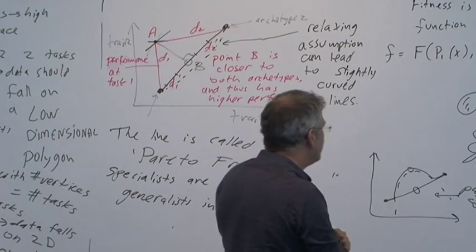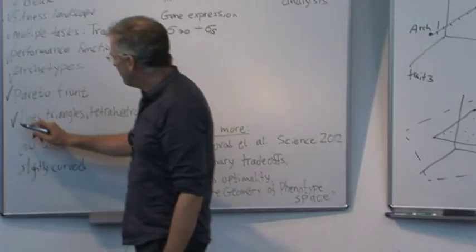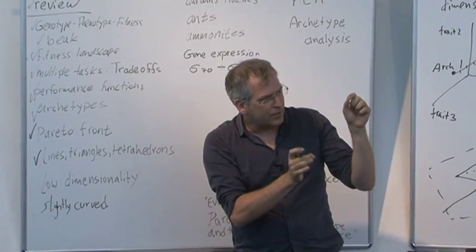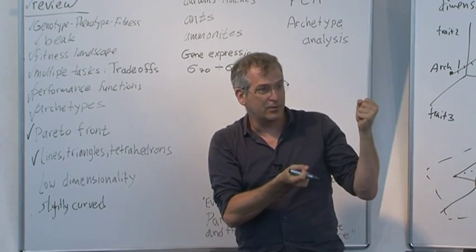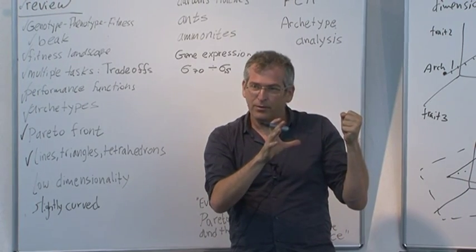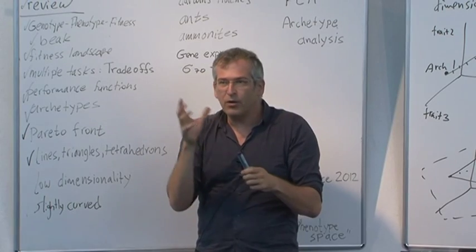Okay. All right, so let's see where we are. We talked about this concept of the Pareto Front, that depending on the number of tasks, you get shapes with the number of vertices equal to the number of tasks. The vertices are the archetypes. The vertices are special. They're the specialists. If there was only one task in the world, that's the phenotype you would see. In the middle, there's generalists. They're also optimal. They're optimal in a niche that needs all the tasks.